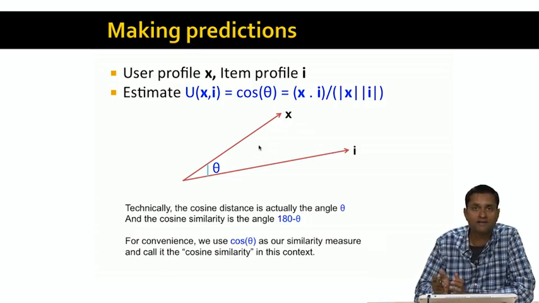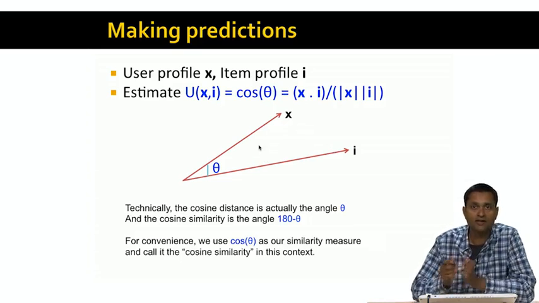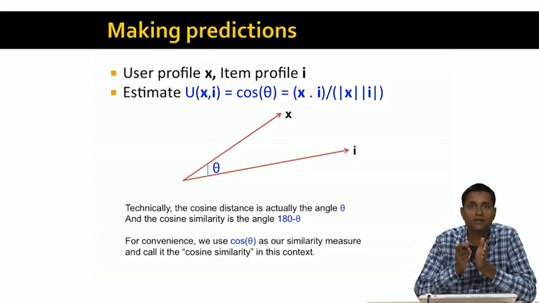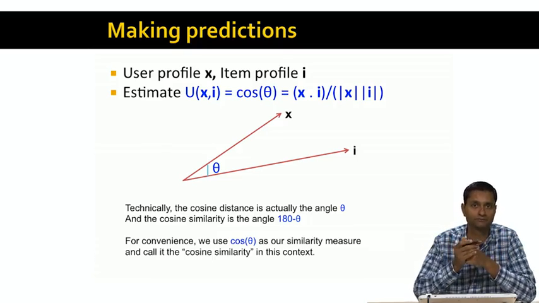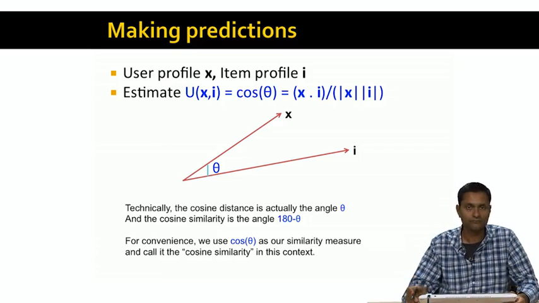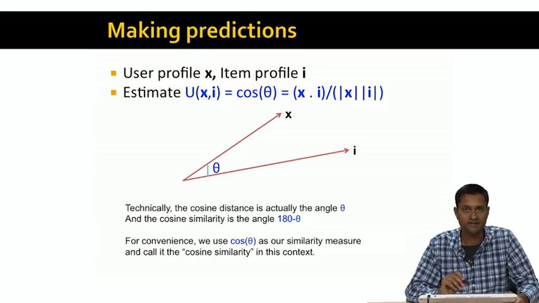So the way we make predictions is as follows. Given the user x, we compute the cosine similarity between that user and all the items in the catalog. And then we pick the items with the highest cosine similarity and recommend those to the user. So that's the theory of content-based recommendations.